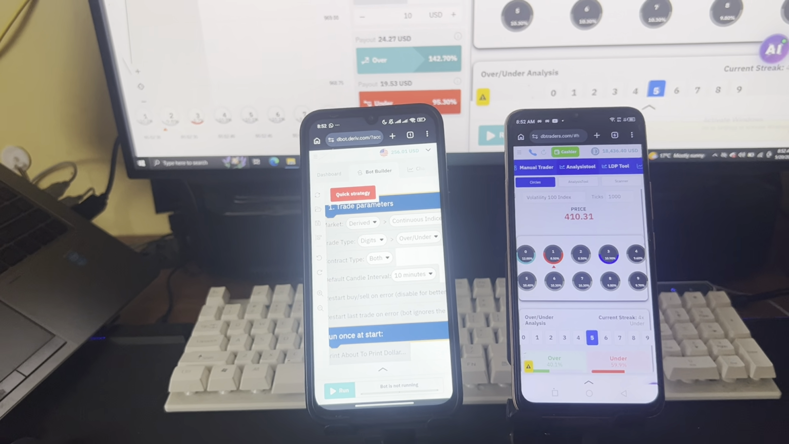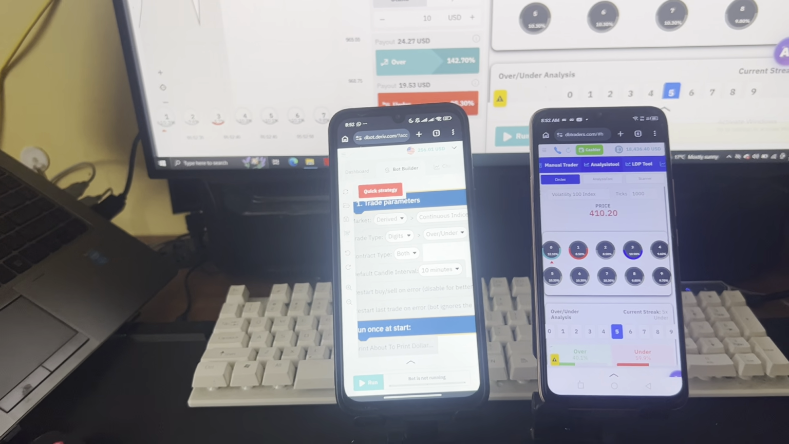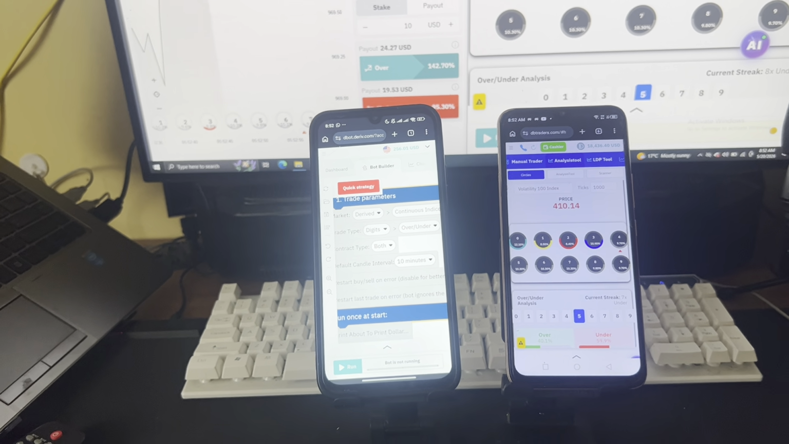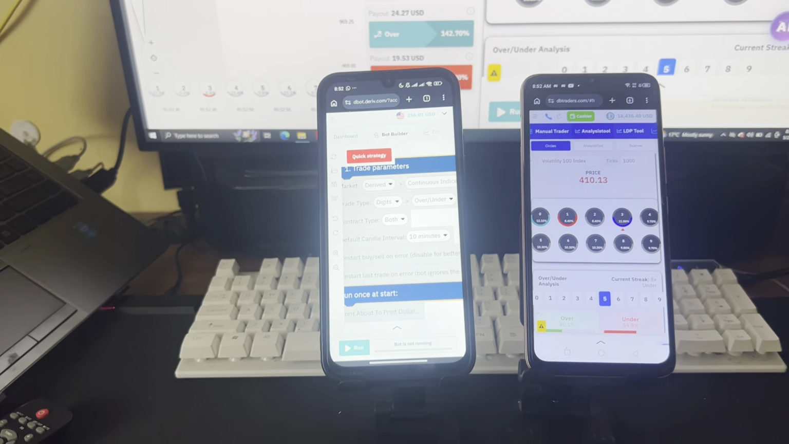So remember again what I told you guys, please only execute your trades on the official Deriv.com platform. So do not go using third party websites for your real trades, okay? Only execute your trades on the official platform, okay?